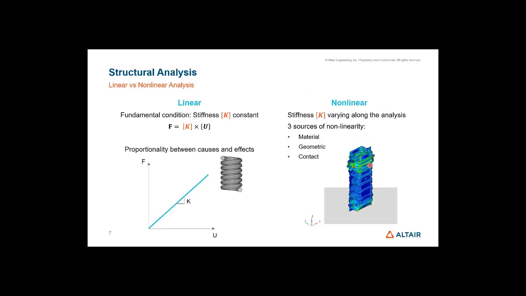On the other hand, for the nonlinear, this is really a good example of a nonlinear problem. We have all these three nonlinearity sources displayed right here. The nonlinear fundamental condition is that the stiffness matrix will vary along the analysis, compared to not varying. And there are three sources of nonlinearity. The first is material: whenever your material is exiting the linear behavior and starting with the plastic behavior, it will cause nonlinearities and changes in the stiffness. Then geometric nonlinearities: whenever you have large displacement, the stiffness will also change because you're changing the shape, let's say, of your body, such as this example right here.